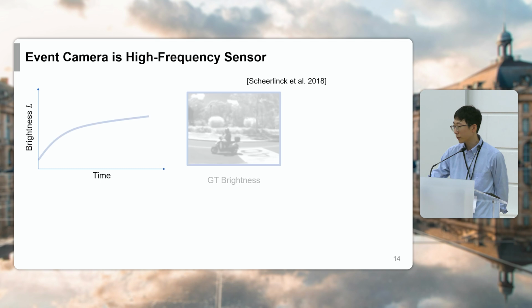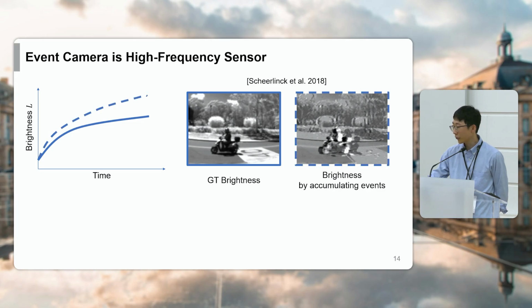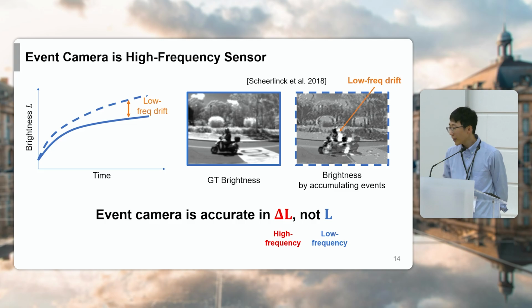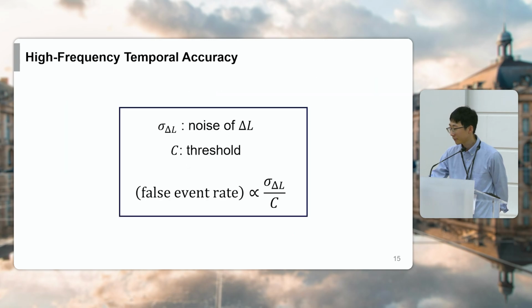Let's look at this example of a GT brightness signal changing over time. If we reconstruct this brightness signal from the occurred events, it often undergoes low-frequency drift like this, which indicates the low-frequency component is inherently ill-posed for an event camera sensor. So, an event camera is accurate in capturing delta L, the high-frequency components, but not L, the low-frequency components, which justifies simulating with more focus on delta L. Theoretically, this high-frequency temporal accuracy is closely related to false event suppression in simulation.